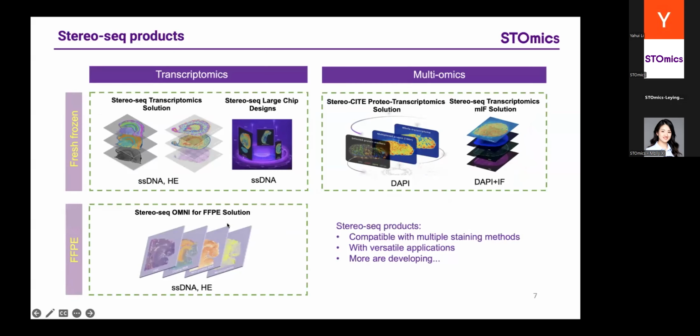These are the several Stereo-seq products, including both spatial transcriptomics and multi-omics. Current transcriptomics products are compatible with fresh frozen and FFPE samples, which are the Stereo-seq transcriptomics solution and Stereo-seq Omni. The data analysis for these 2 products is very similar. Today, I will focus on introducing the data analysis for the transcriptomics solution, but the Omni users can also learn the general analysis from it.